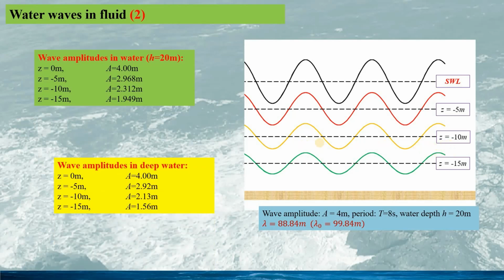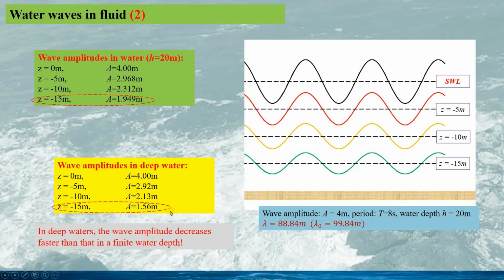If we compare the same wave in deep water at z equals -15 meters, the wave amplitude is only 1.56 meters. So we can see in deep water, the wave amplitude decays quicker.